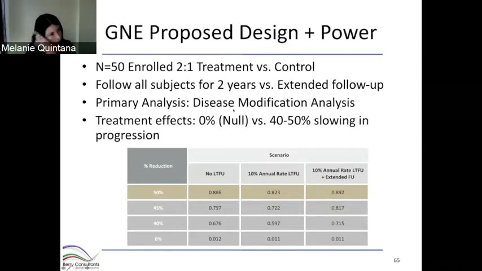And our primary analysis uses this disease modification model. We look at different treatment effects. Here we're powering for about a 50% slowing in the rate of progression. And here you can see with our proposed design, our new proposed analysis, we have about 89% power if we're not taking into consideration loss to follow-up. We have about 10% annual rate of loss to follow-up. We're down to about 82% power. However, if we add back in extended follow-up, that some are followed for 2.5 to 3 years, we are back up at about 89%.